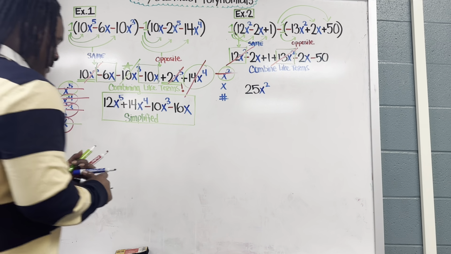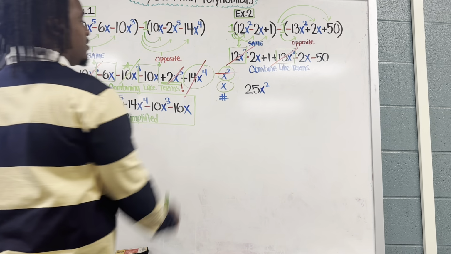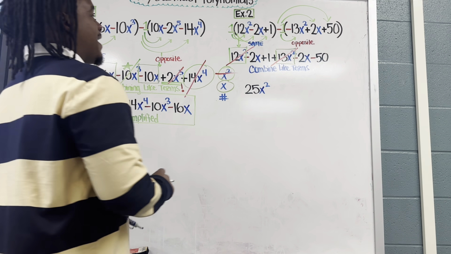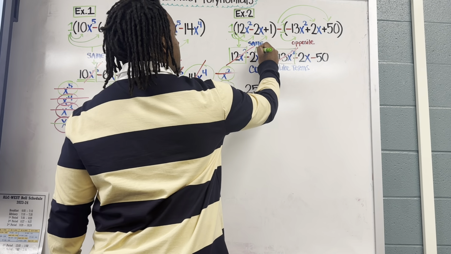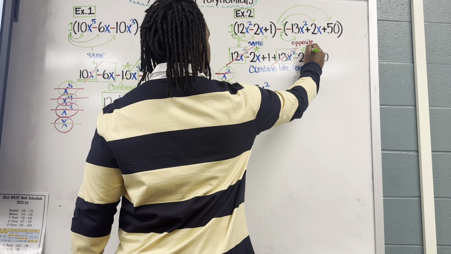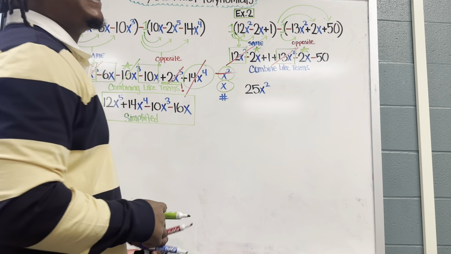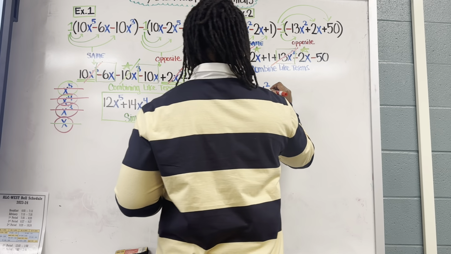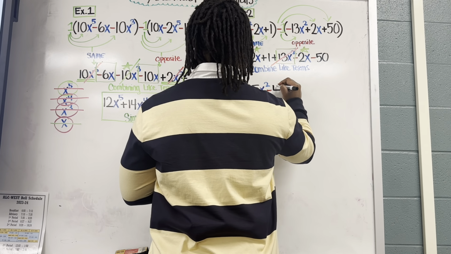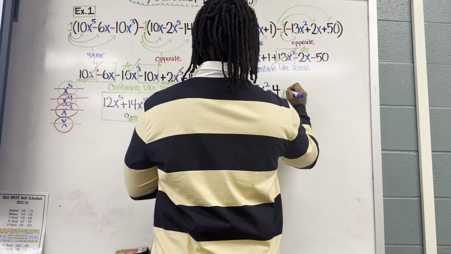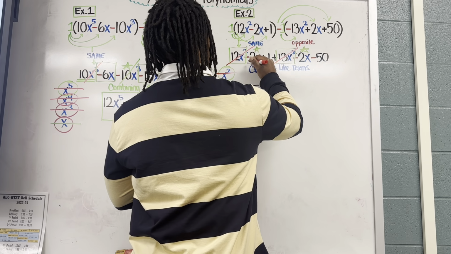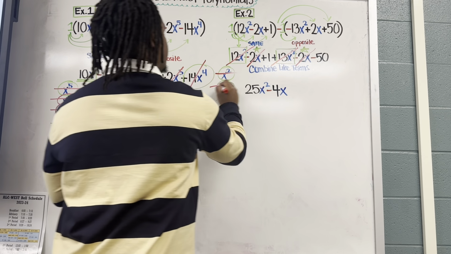Now my next group, guys, is this x, or x to the first power. I'm going to combine all of those terms. So I see a negative 2x, and I see another negative 2x. Negative 2 plus negative 2 is actually negative 4. So that's going to become negative 4x, or minus 4x. So I can cross these two out, and I'm done with that.